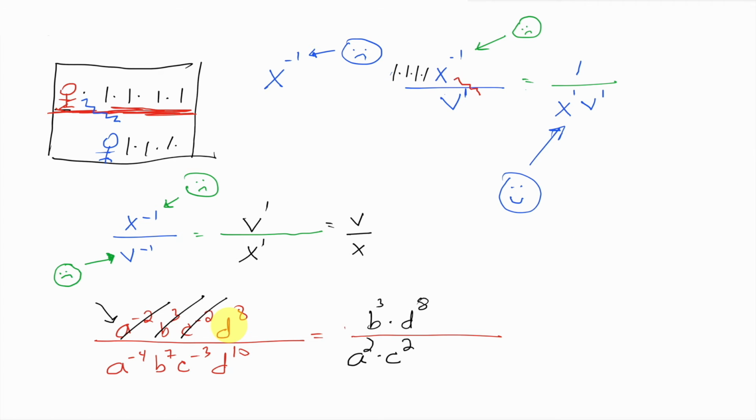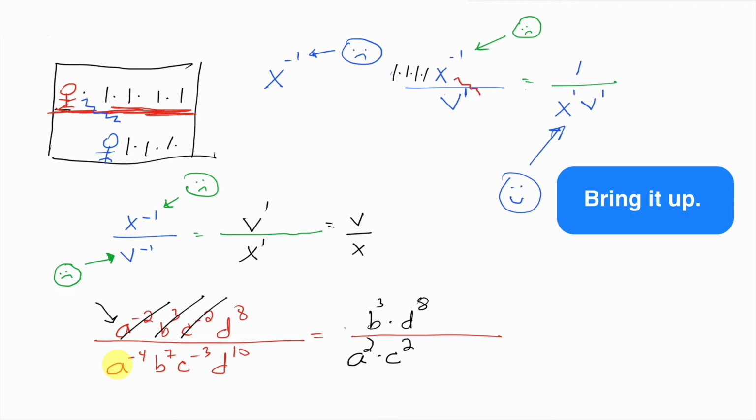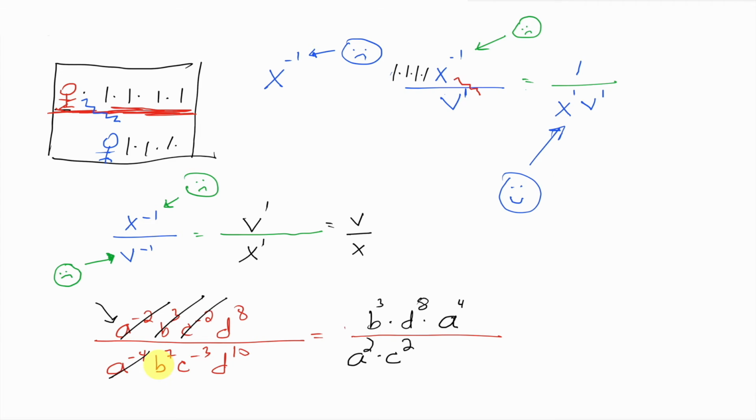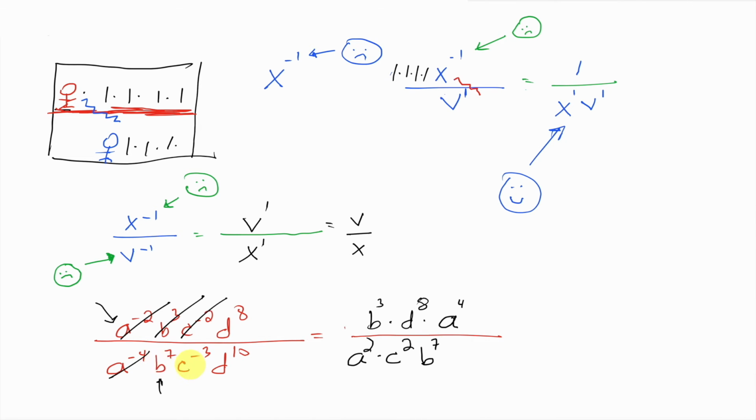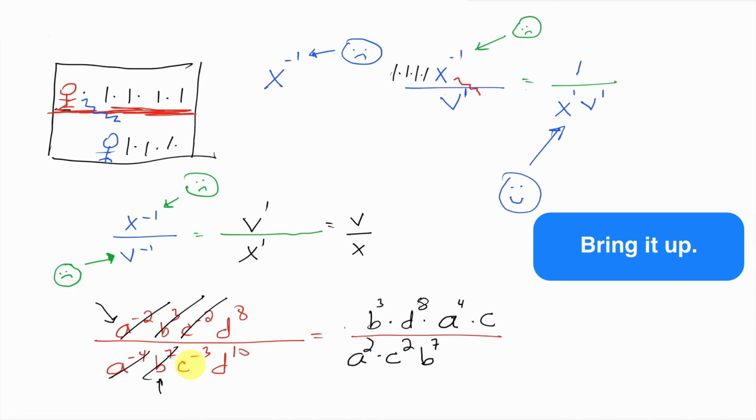Right there. All right. Tell me about the downstairs a. So what do we do? To the power of what? You put it to its opposite stairs location and give it a positive power. B, is b happy? So what do I do with b? It says b to the power of what? 7, okay. And what about c? Is c happy? Okay, so c to the 3rd.